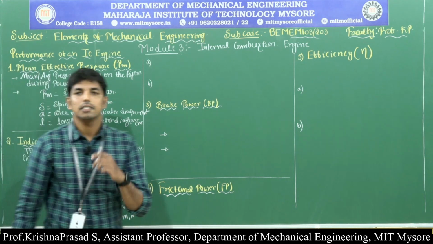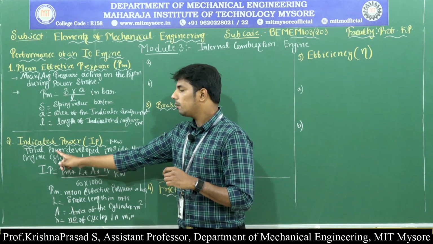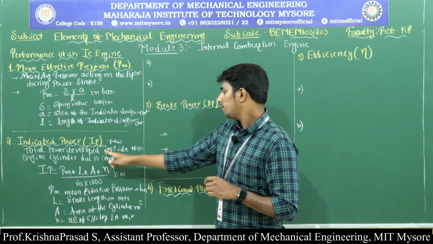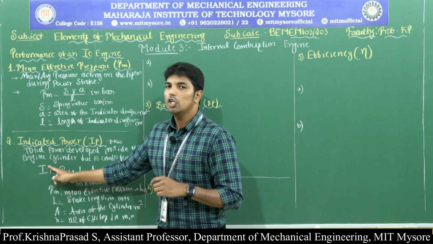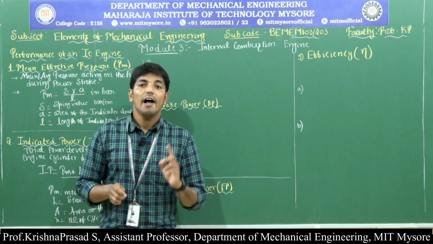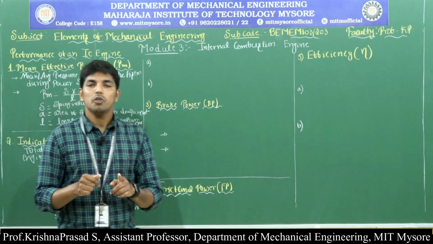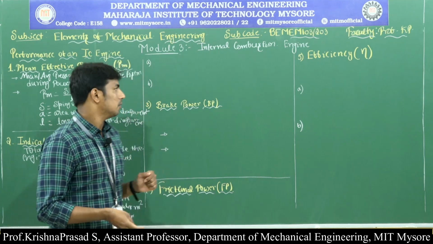So this is called the indicated power. So what is meant by the indicated power? Indicated power is nothing but the total power developed inside the engine cylinder due to the combustion of the fuel, that is called the indicated power. And this indicated power can be written for both the 4-stroke engine as well as the 2-stroke engine.